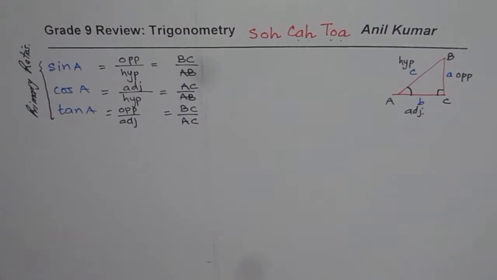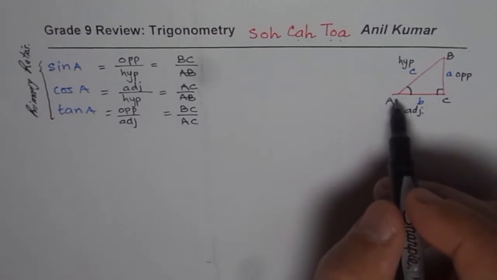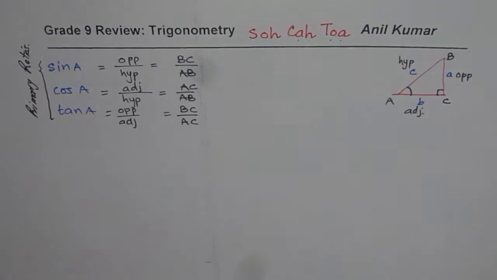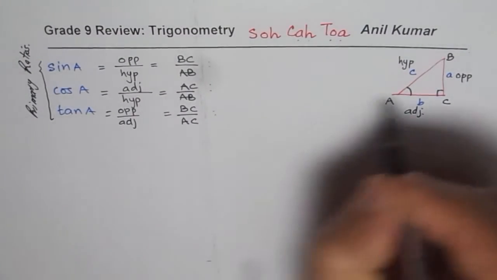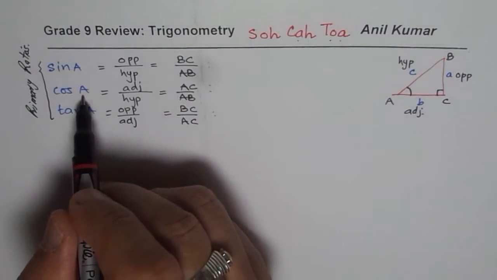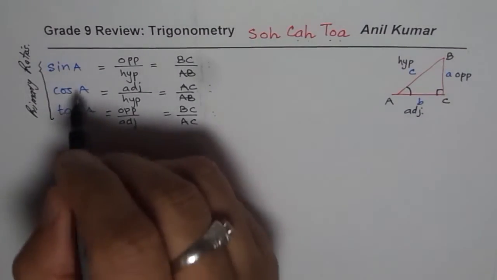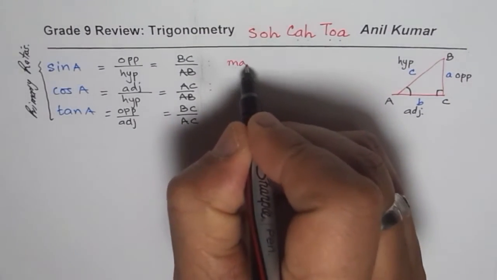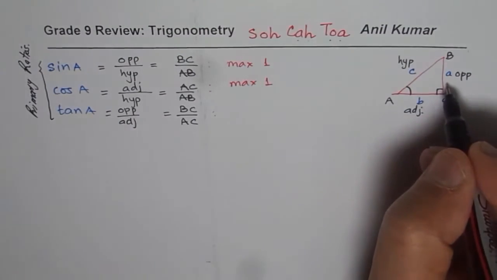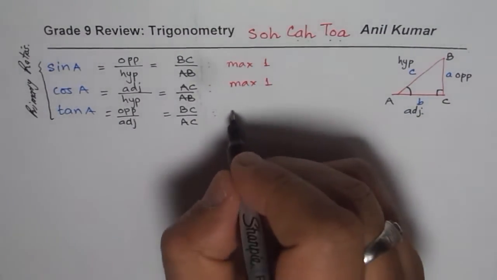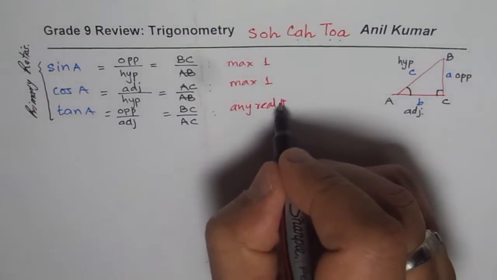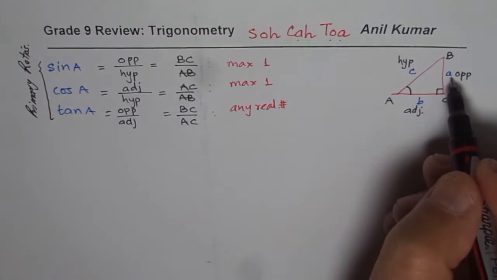So that is the first thing you learn, that with respect to any particular angle, we can find the value of trigonometric ratios. Now, what you also learn is that the hypotenuse is the longest side. Therefore, the value of sine and cosine can be maximum 1, right? But the ratio tan A could have any real value. So I'll say any real number. The maximum value is 1 for sine or cosine.